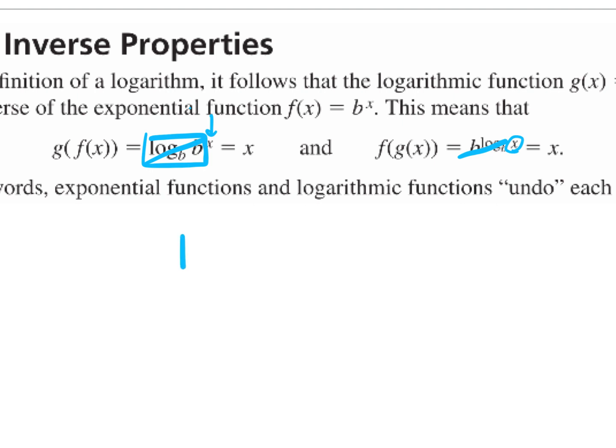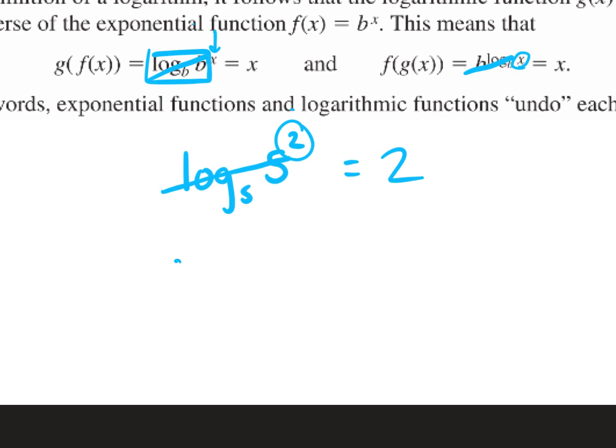So if I had something like log base 5 of 5 to the power of 2, what do you think my answer here would be? 2. The log base 5 of 5 cancels and we're just left with 2 on top. Or if I had something like 6 to the power of log base 6 of 4. What do you think my answer here would be? 4. So it has to be exactly the same in order for it to cancel out. We had a 5 and a 5, 6 and a 6.